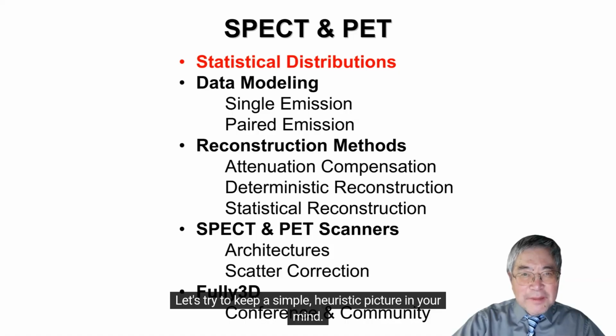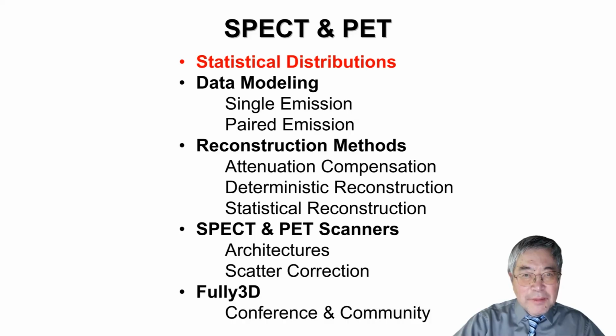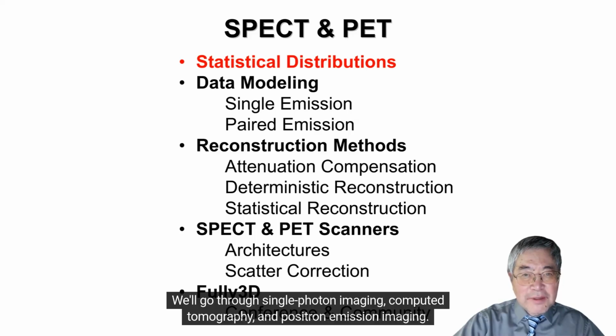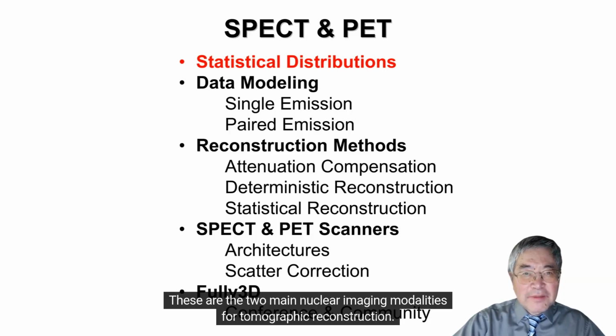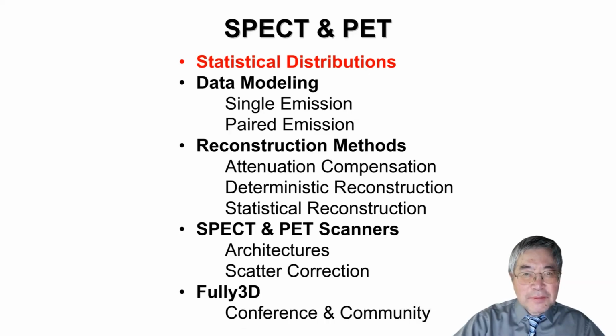Let's try to keep a simple heuristic picture in your mind. Having a clear mental image is key to understanding any concept well. Now let's talk about our outline and what we'll cover today. We'll go through single photon imaging, computed tomography, and positron emission imaging. These are the two main nuclear imaging modalities for tomographic reconstruction.